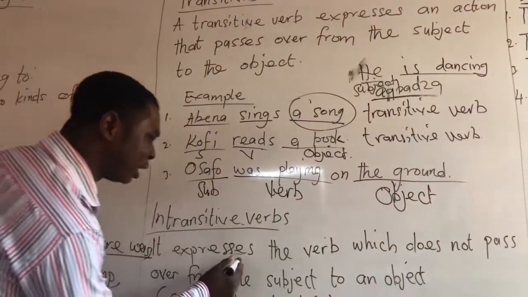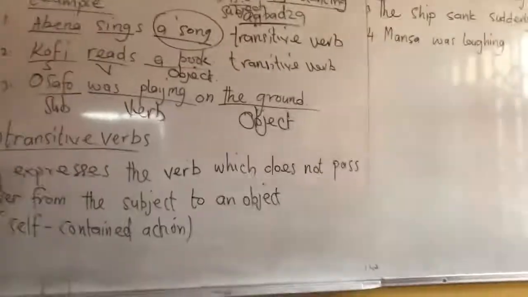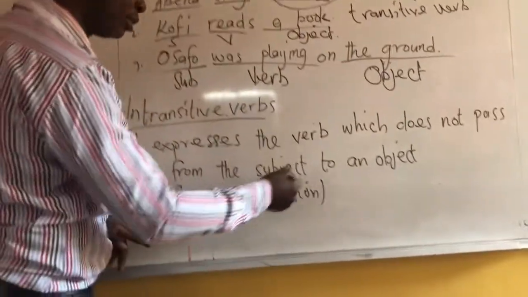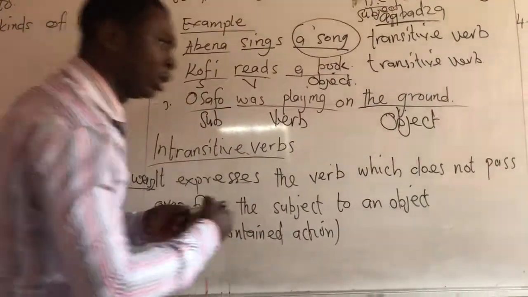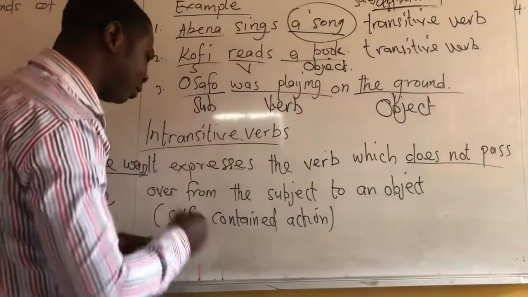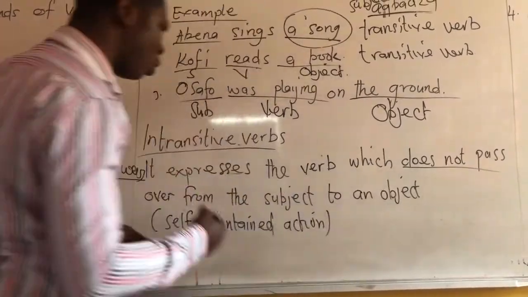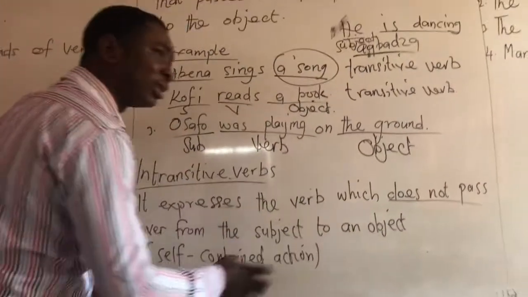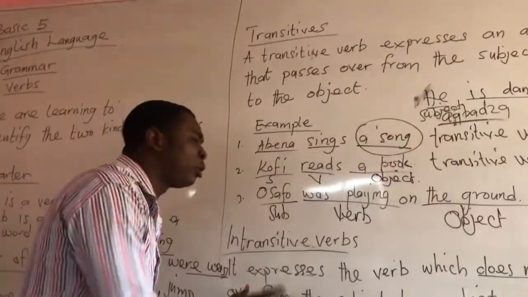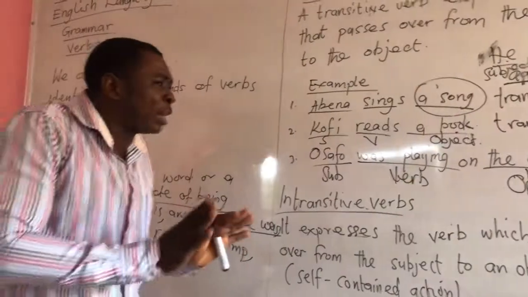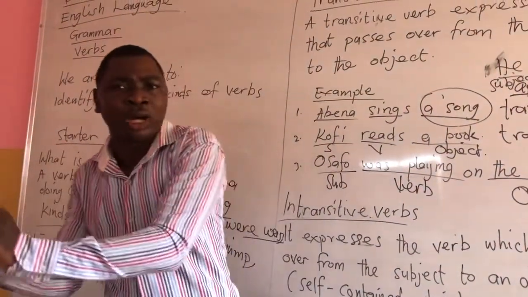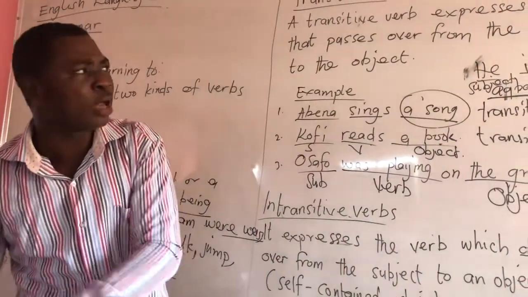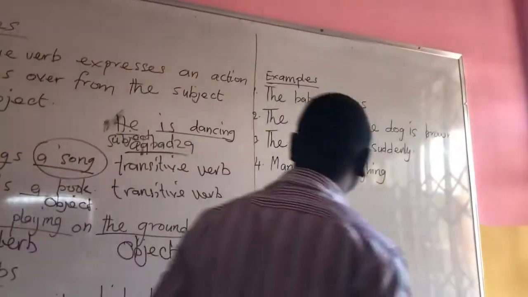An intransitive verb expresses an action which does not pass over from the subject to an object. Take note of this. The verb can be a self-contained action. The action is happening all right, but it's not passing over to an object. When that is the case, we say the verb is an intransitive verb. Let's take examples.